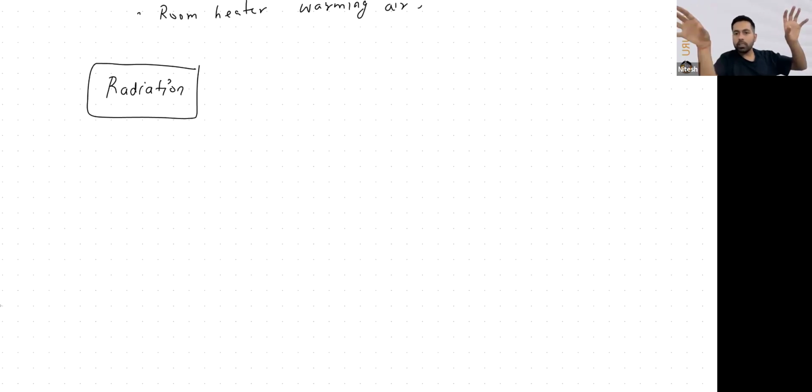So between the sun and the earth, there is no medium. Still, the heat is getting transferred from one part to another, and that is done in the form of electromagnetic waves, which we call radiation. Got it? So that's the thing which makes it different from the others. Fair enough?